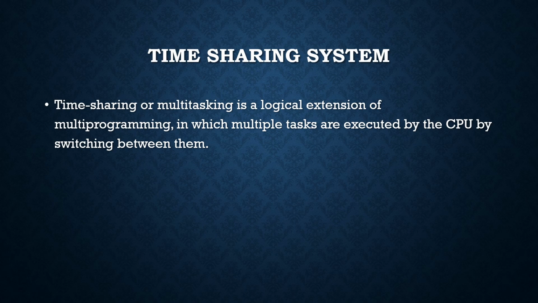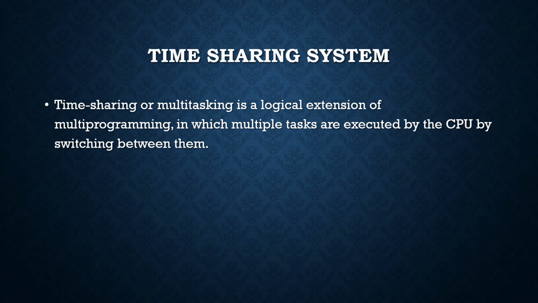Time sharing, also called multitasking, is a logical extension of multi-programming in which multiple tasks are executed by the CPU by switching between them. The CPU scheduler selects a task from the ready queue and switches the CPU to that task. When the time slice assigned to a task expires, the CPU switches from that task to another task. So, in this method, the CPU time is shared among different processes, making it a time sharing system. Generally, the time slices are defined by the operating system.